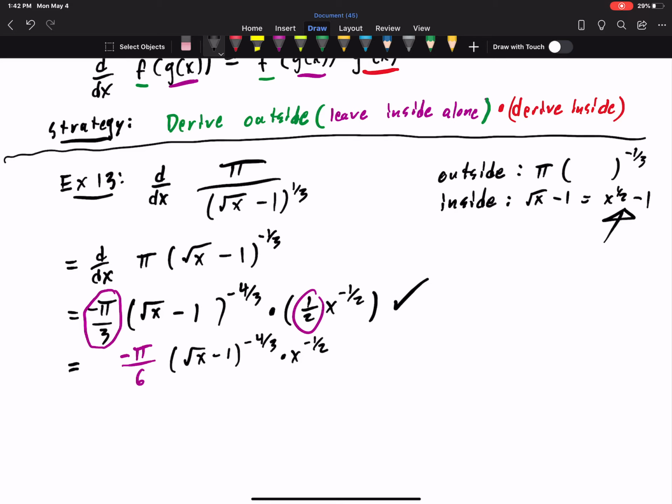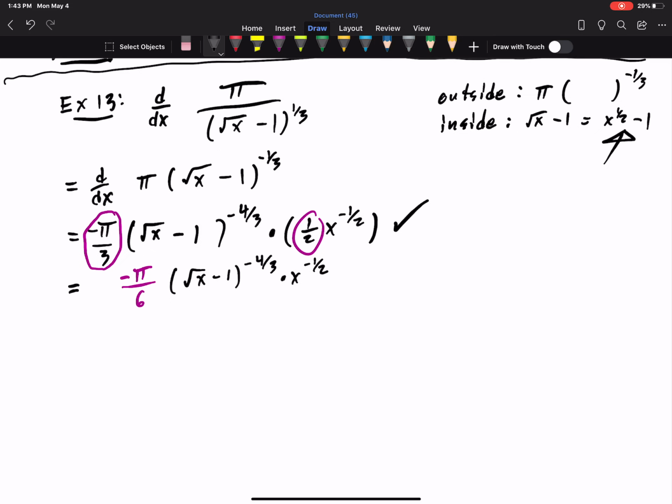All right, so there we go. Now notice we have a lot of negative exponents that we need to worry about. So we have this square root of x minus 1 to the minus 4/3. That's going to get moved to the denominator. We have this x to the minus 1/2. That also is going to get moved to the denominator. So writing this as such, we have minus pi over 6, because that gets carried along. Then you have times 1 over square root of x minus 1 to the 4/3 times 1 over square root of x to the positive 1/2.